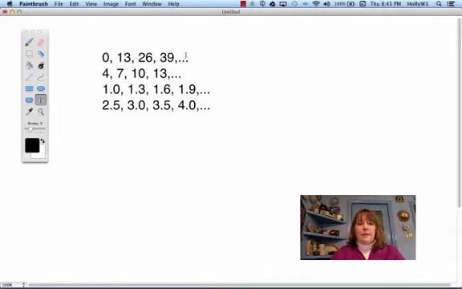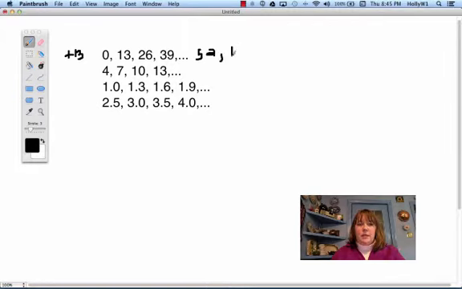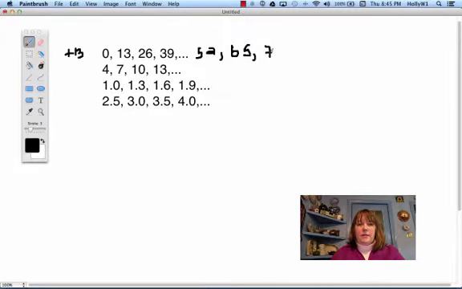Okay, welcome back. So in this case, to go from 0 to 13 to 26 to 39, we add 13. And the next 3 in the sequence are, let's see here, 39 plus 13 is 52. 52 plus 13 is 65, and 65 plus 13 is 78, and it goes on and on.